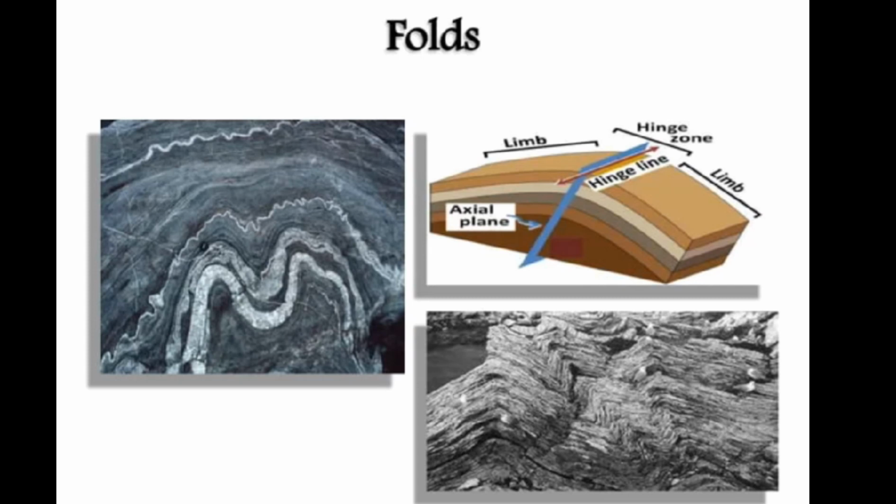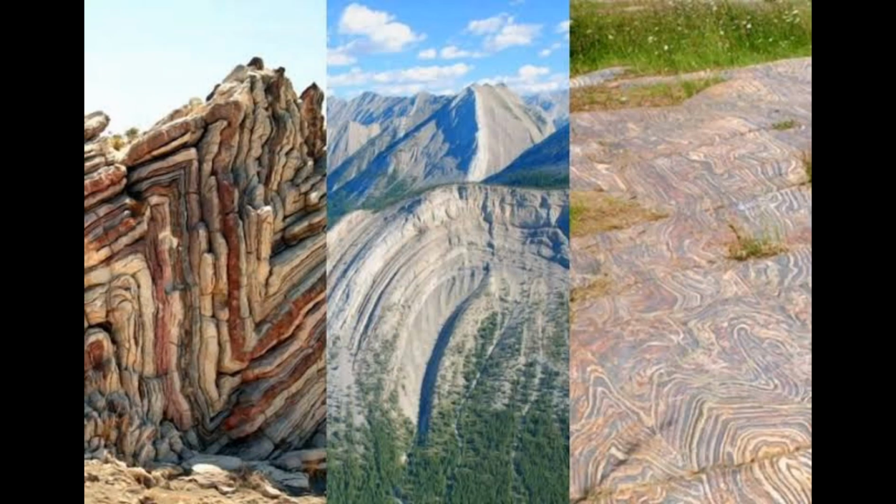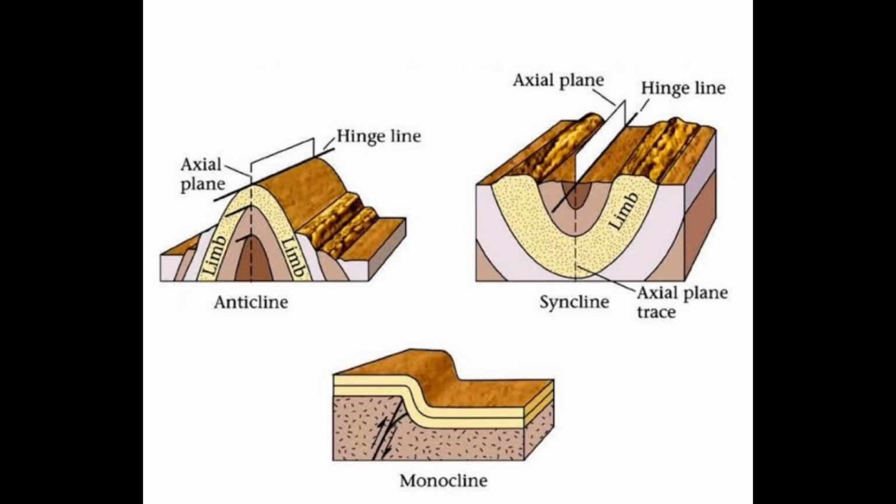Rocks deforming plastically under compressive stresses crumple into folds, depending on the rock materials. They do not return to their original shape. Deformation happens slowly, and if the rocks experience more stress, they may undergo more folding. And we have types of folds: the monocline, anticline, and syncline.